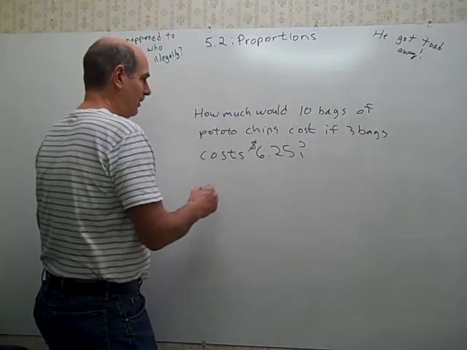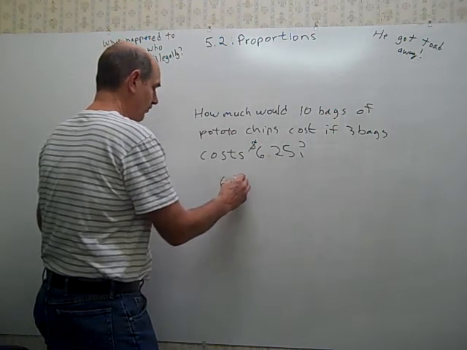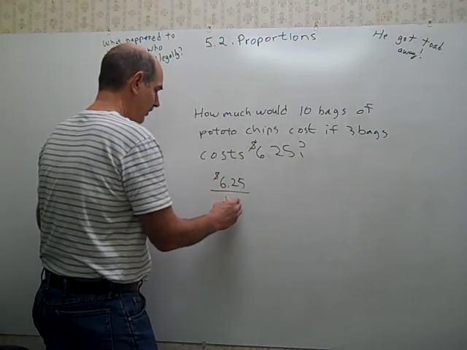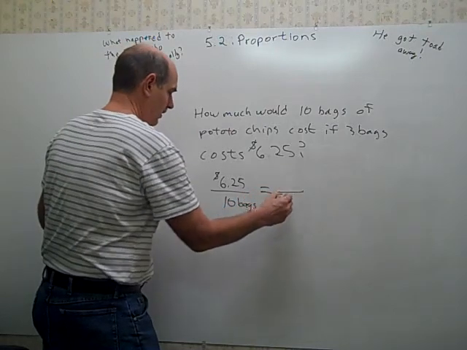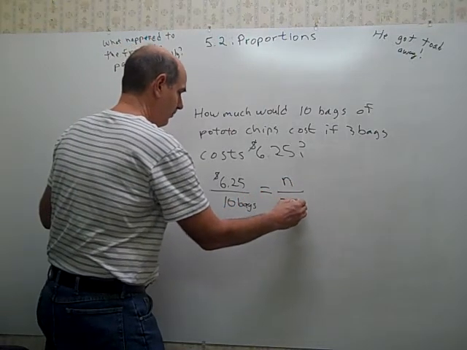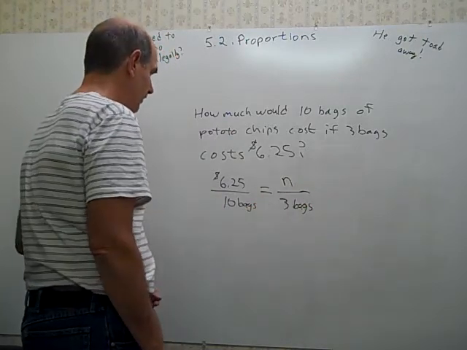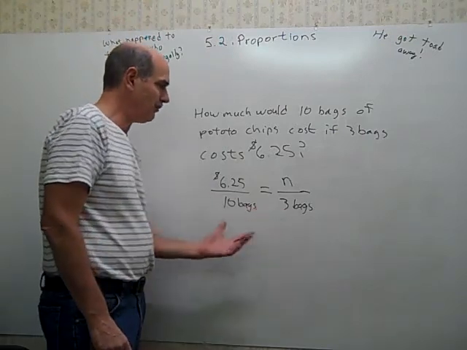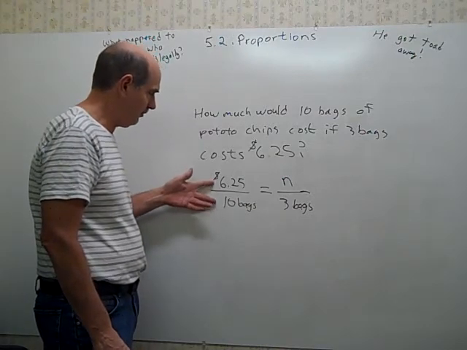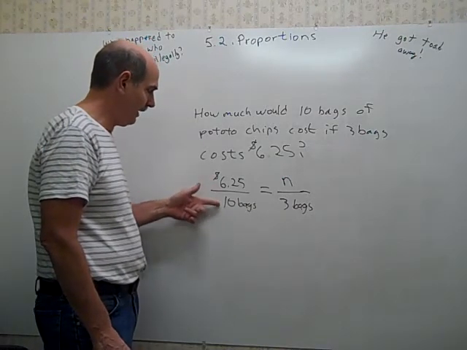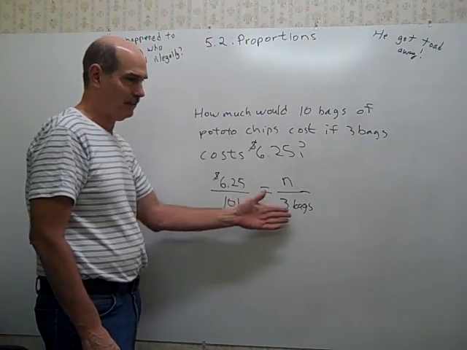We're going to say that you can spend $6.25 for 10 bags of chips. Then how much would it cost for 3 bags of chips? When you set up these proportions, it's important to put your labels in to make sure that you have the numbers in the correct position. Once I establish that this is going to be how I compare dollars to bags of chips, then I have to make sure that I do dollars to bags of chips in the other ratio.